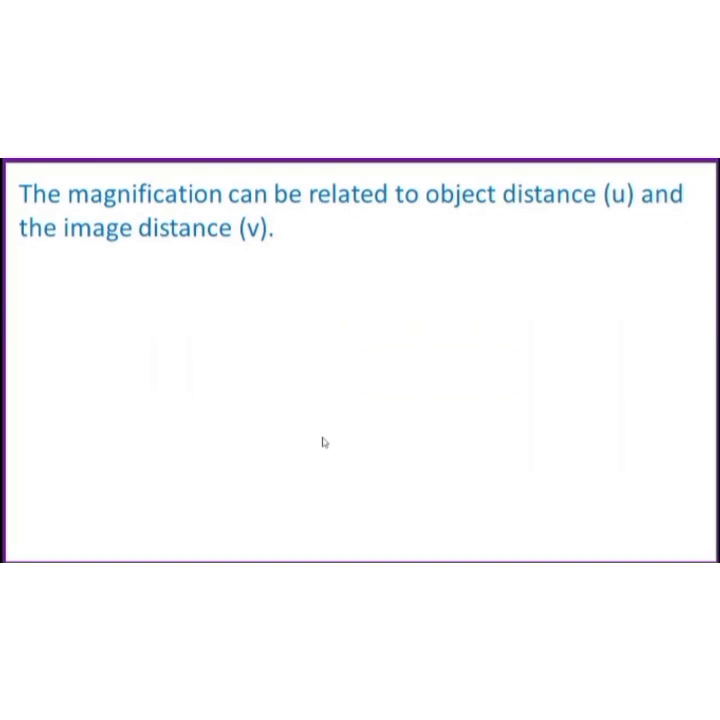The next one, the magnification can be related to the U, object distance, and V, image distance. So we write the formula M equal to minus of V by U. And M equal to hi by ho. So we compare both equations. Both give the same left side, that is magnification. So we take the equation like this: M is equal to hi by ho, hi means image height, ho object height, is equal to minus V by U. So hi by ho is equal to minus V by U.